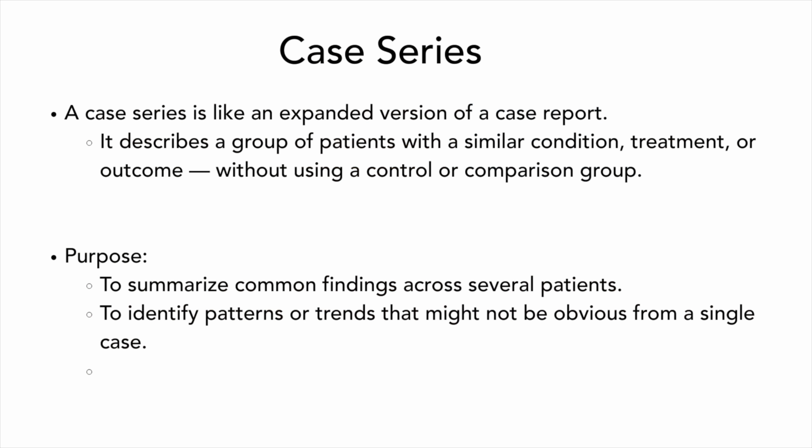A case series is like an expanded version of a case report. It describes a group of patients with a similar condition or a similar treatment or a similar outcome without using any control or comparison group. The purpose here is to summarize common findings across several patients, to identify patterns or trends that might not be obvious from a single case. For example, a hospital treats 10 patients who all experience the same rare liver toxicity from a specific cancer drug. Publishing those results together helps other clinicians to recognize the same risk early in practice. This is called a case series.